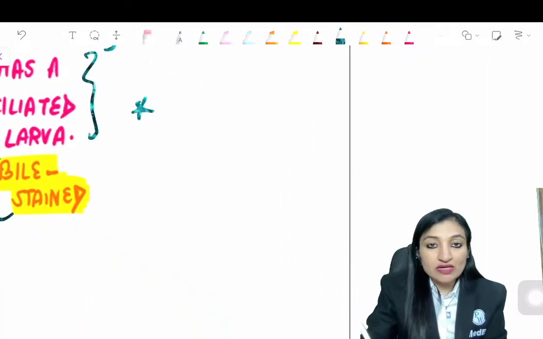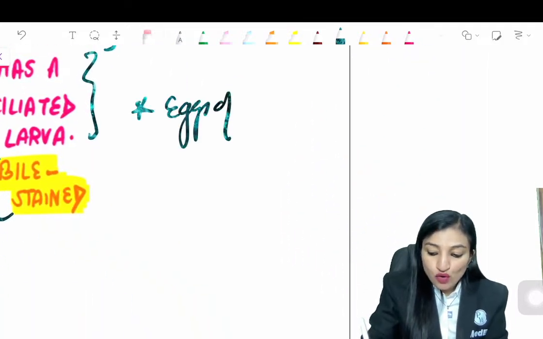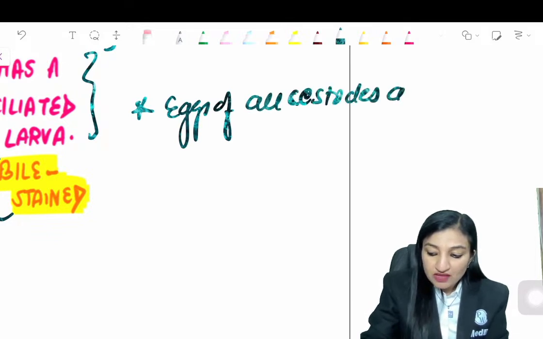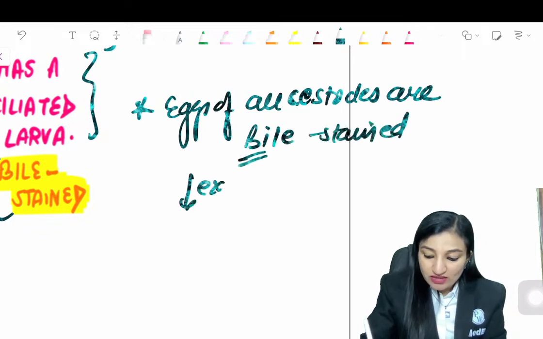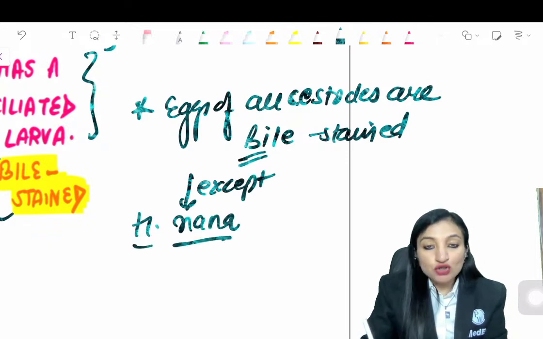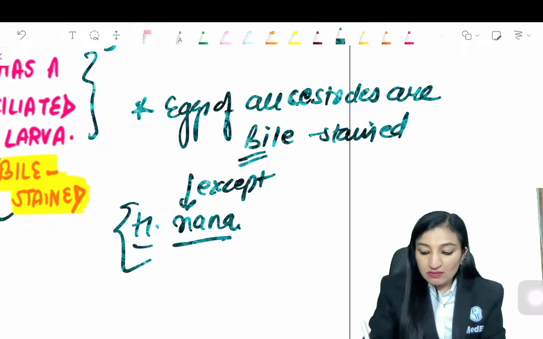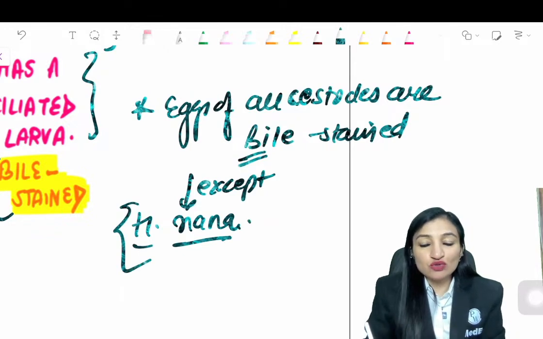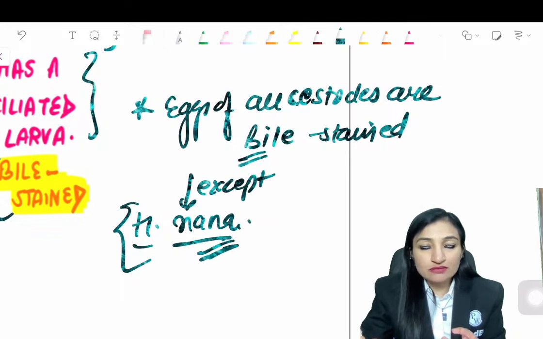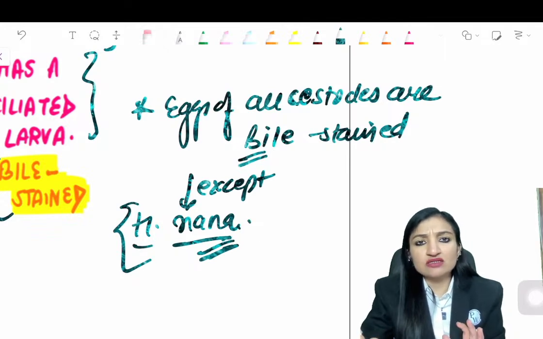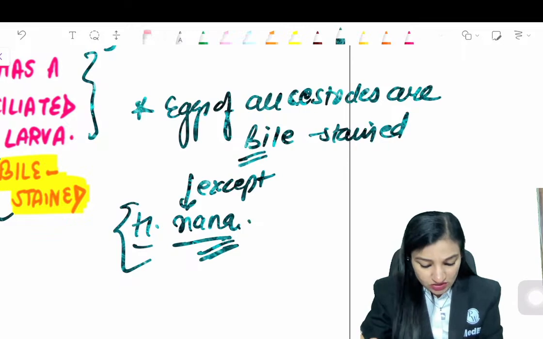Okay, one general rule, let me tell you: the eggs of all cestodes are bile stained, except which one? Except Hymenolepis nana, which has non-bile stained eggs. I used to remember it as neat and clean, or saaf suthre, or spick and span Nanaji. So Nanaji, H. nana, has non-bile stained eggs amongst all the cestodes.